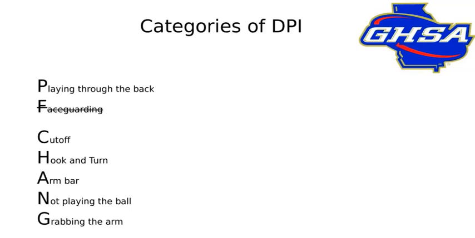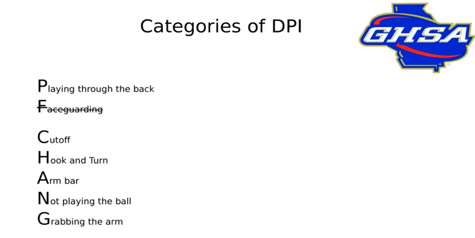But if you think about it, all real DPI that are quote unquote early contact, they play into one of these categories. It could be playing through the back because you came through the back too early. It could be not playing the ball. That's really the most egregious one because you're trying to make a play on the ball. They went through the receiver to do it. And they did it too early. Same thing with grabbing the arm. They did it too early. Hook and turn, it's just early. So all of this can fall into early contact. That's why you see early contact a lot in the category.